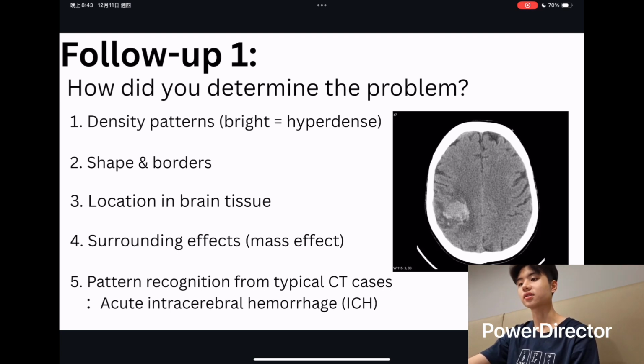Pattern recognition from typical CT cases: acute intracerebral hemorrhage, ICH.